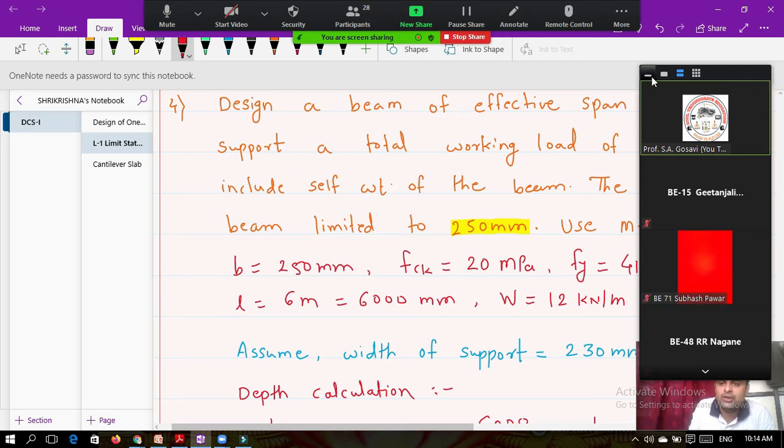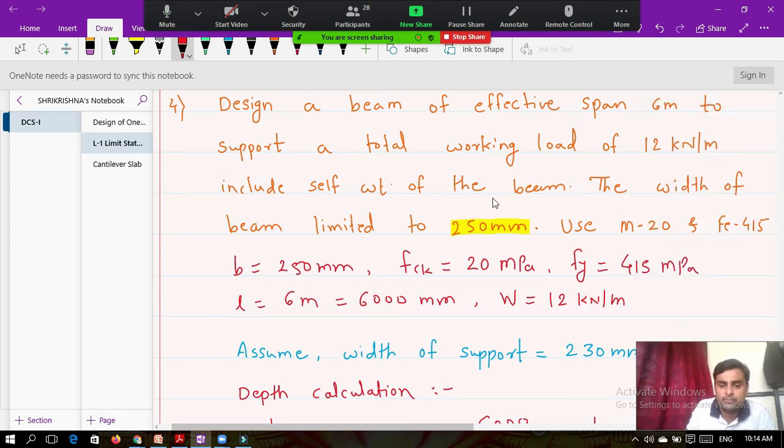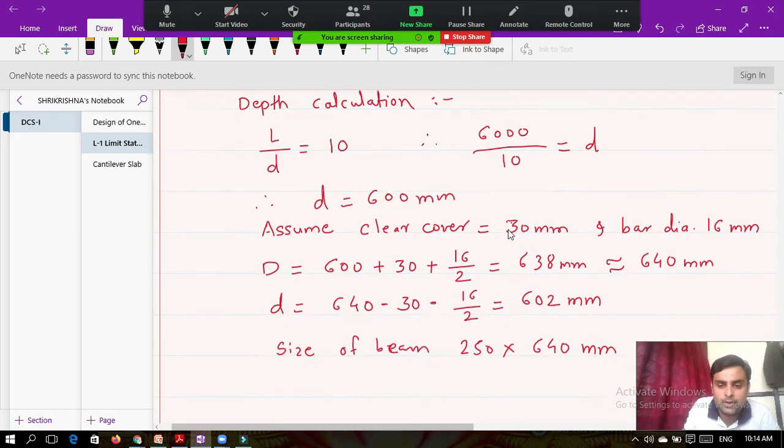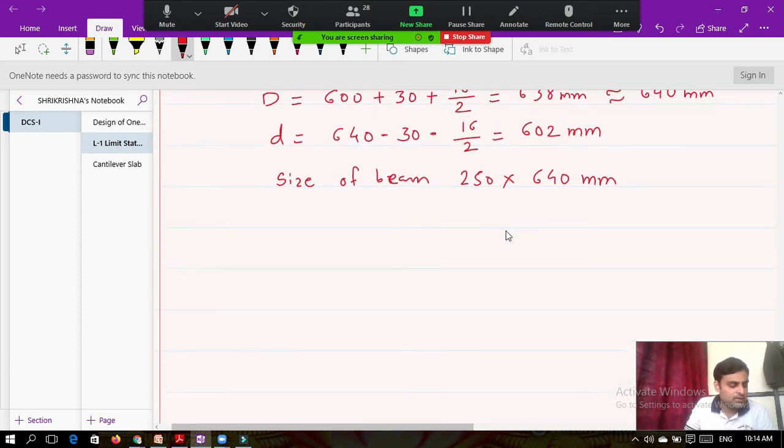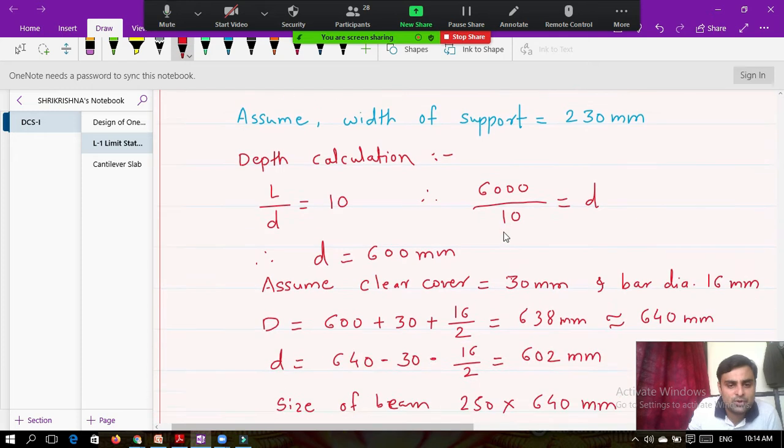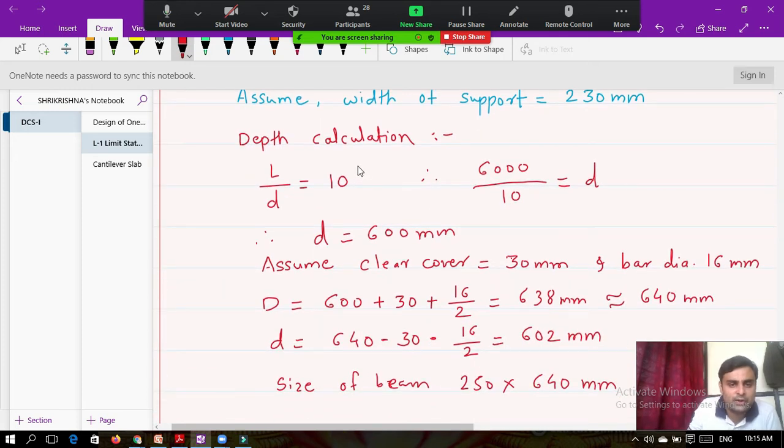So assume the width as 230 mm, if it is not given in the problem. So now this is our size of the beam. Here the first step is over, depth calculation. Here you have calculated the depth.